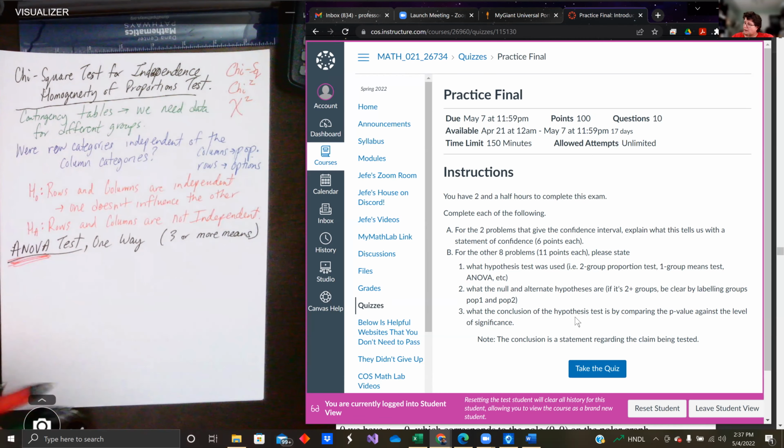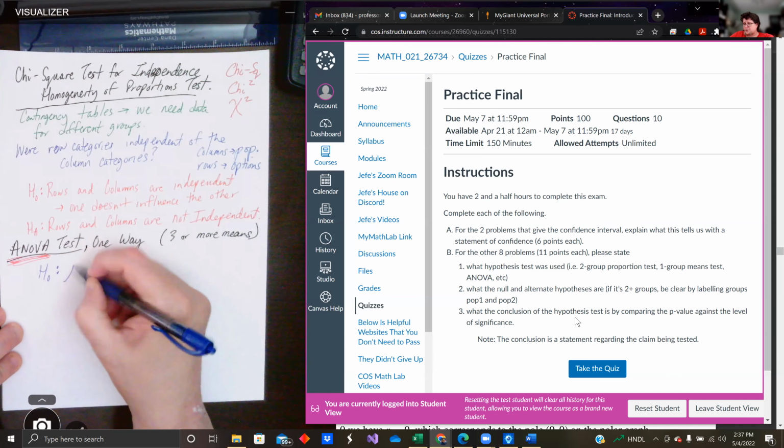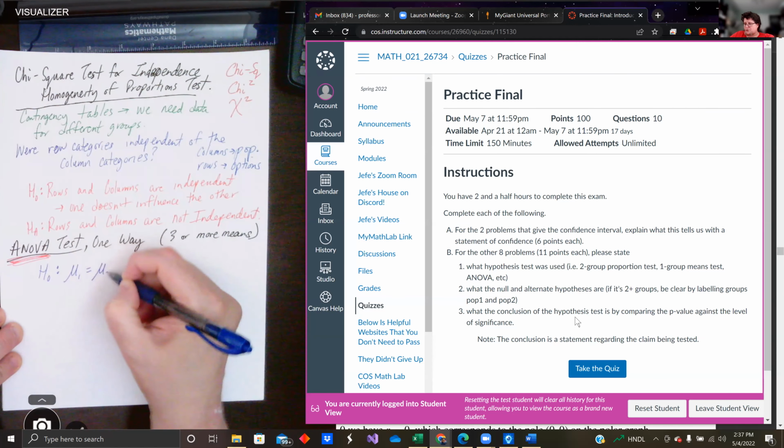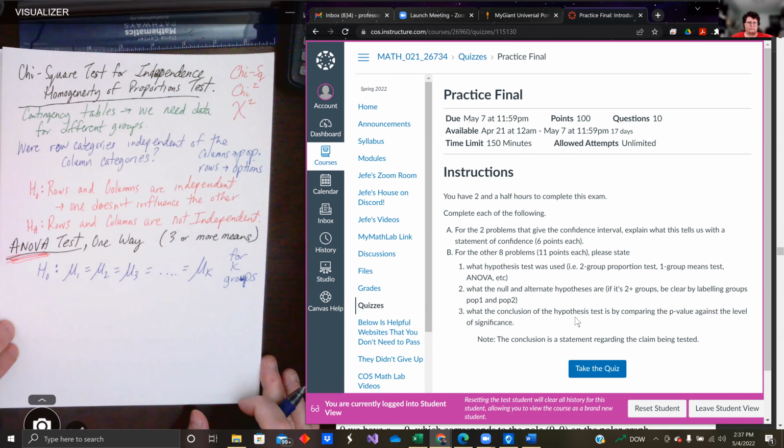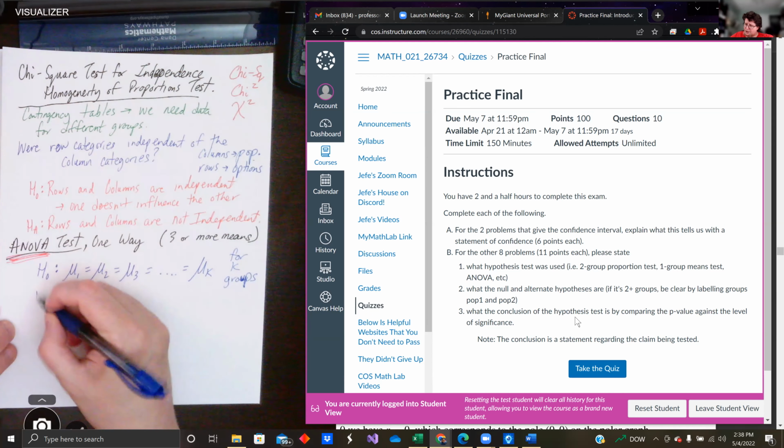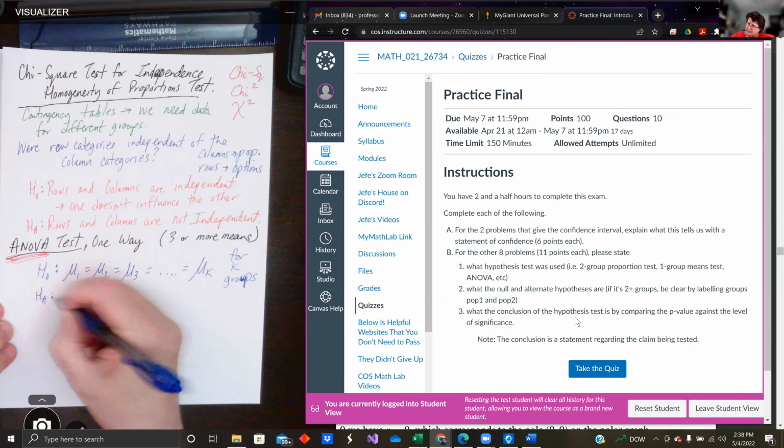H naught here is mu1 equals mu2 equals mu3 equals mu k, however many groups there are for k groups. And then HA is at least one mean is different.